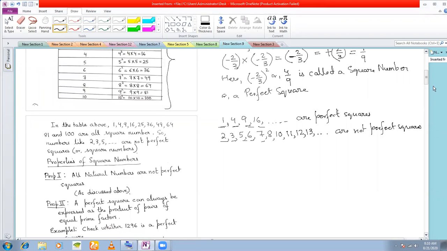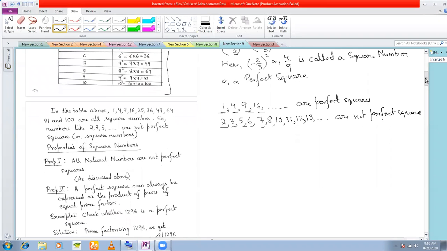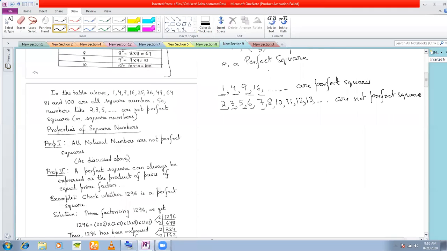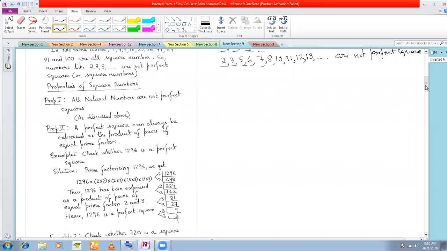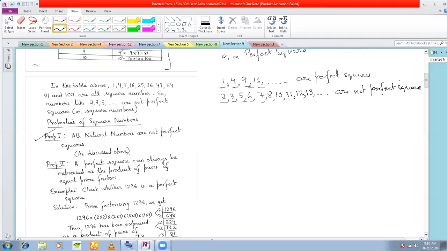There are only certain integers that are perfect squares. Okay, not all integers are perfect squares. This is what it means. Now let us come to the very important properties of square numbers. The first property here is all natural numbers are not perfect squares. Obviously, as I showed you here, all natural numbers are not perfect squares. 2 is not a perfect square, 3 is not a perfect square, 5 is not a perfect square. Therefore, all natural numbers are not perfect squares. There are only certain natural numbers that are perfect squares.